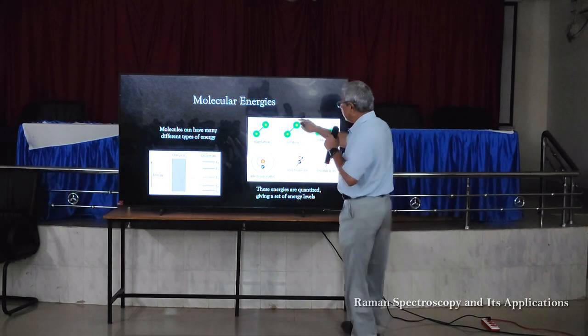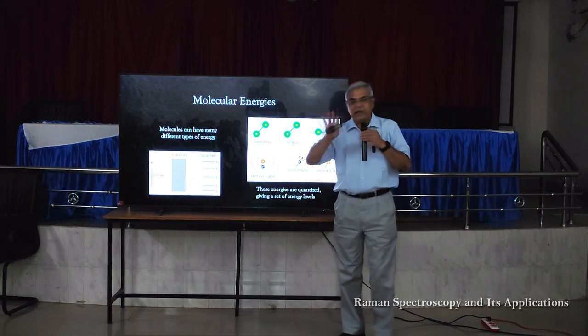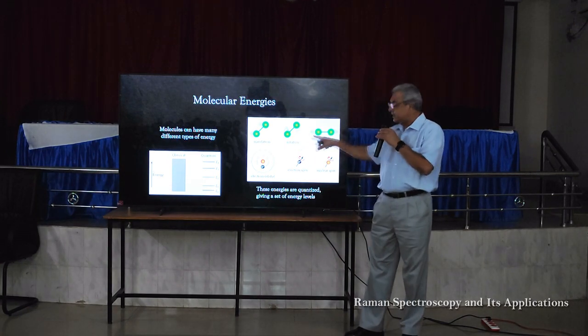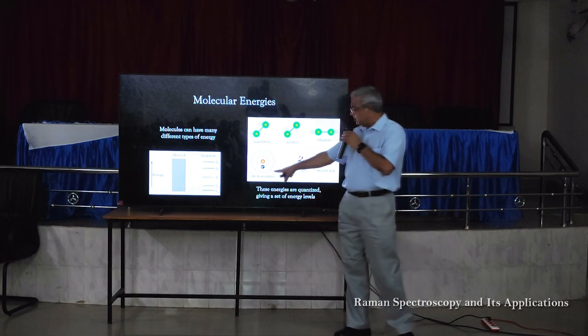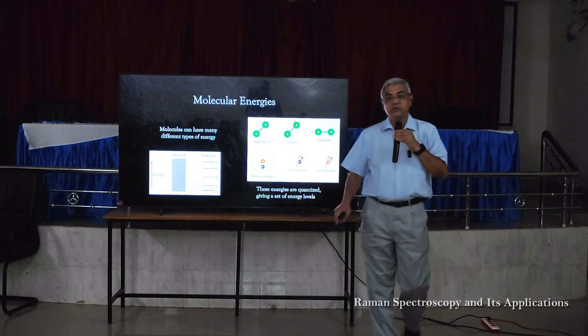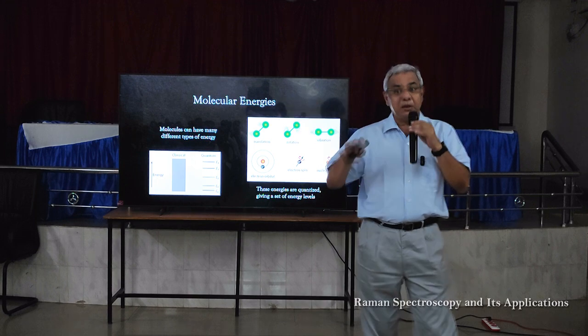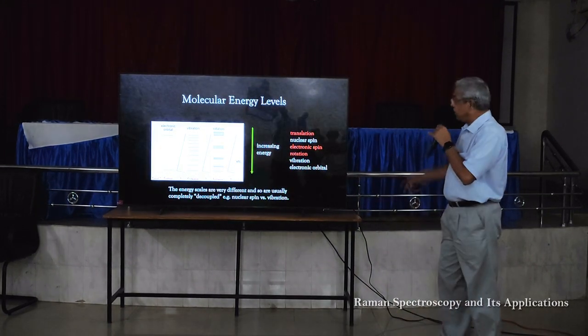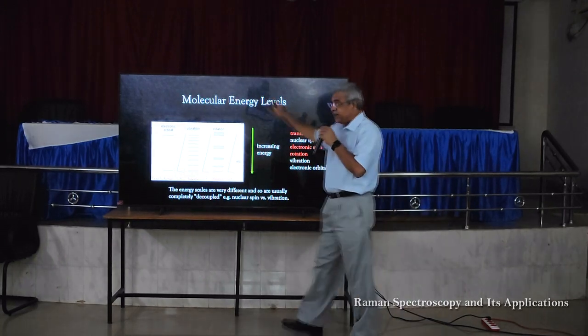Okay, so you all know, right? The molecular energy of a molecule is translational energy plus rotational energy plus vibrational energy plus electron orbital energy, electron spin energy and nuclear spin energy. This is called the sum total of the molecular energy. So now we should take molecular energy levels.